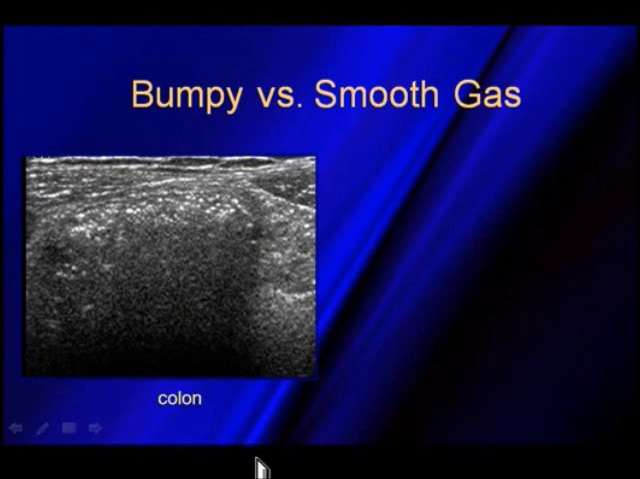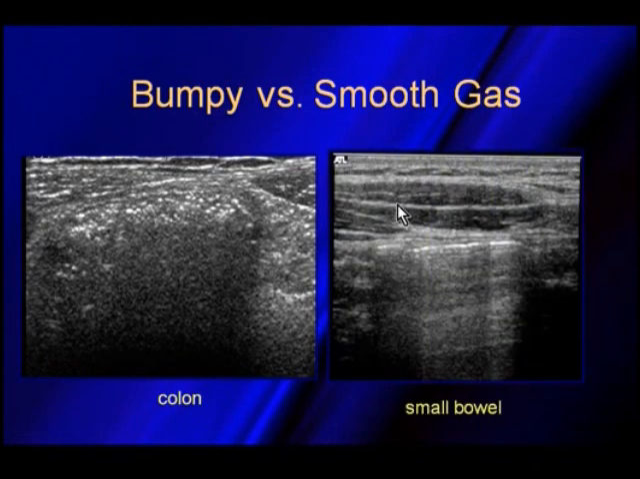So when we talk about a bumpy gas pattern, in the cecum, since it's part of the colon, air gets trapped between the semi-solid contents within the colon versus if you're looking at a smooth gas pattern. If you see gas that is layering on the anterior surface, this typically is small bowel. So what we're noticing is air rising to the top of more of the fluid that we'll see within small bowel versus the bumpy gas pattern of the colon.